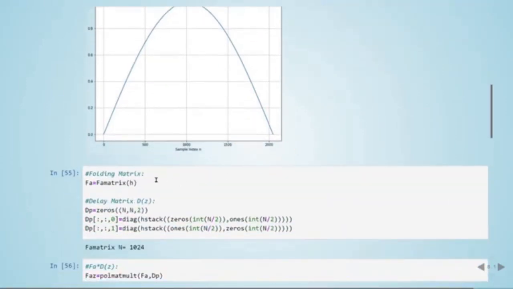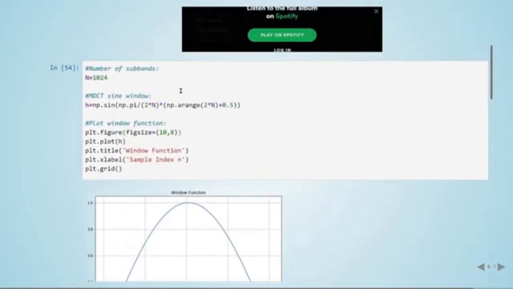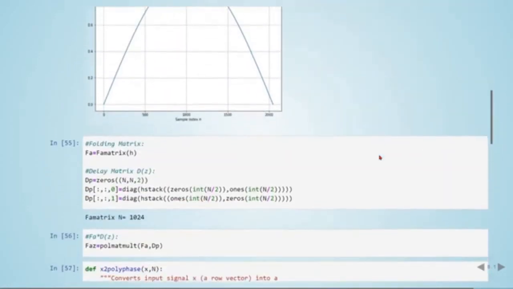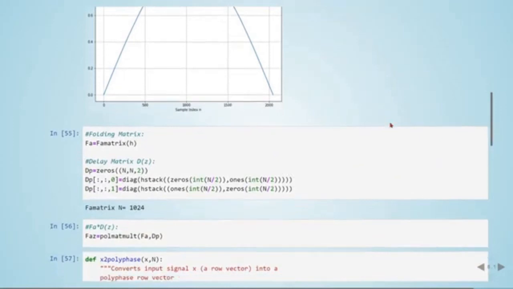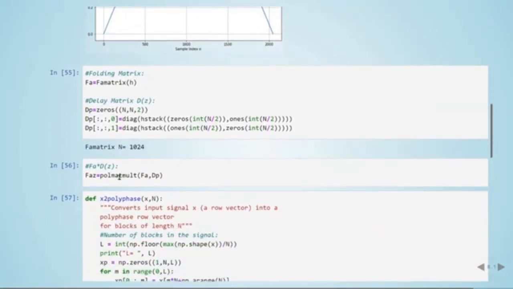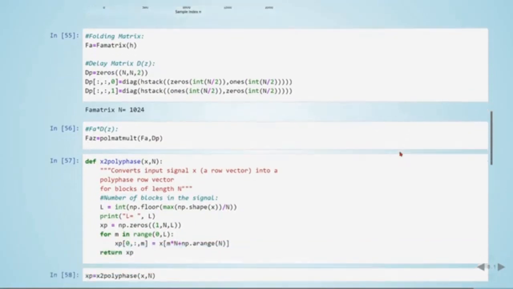Next, we are calculating the folding matrix using this Fa matrix that we've seen before. And here is the window. We also have here the delay matrix D of z. And then we are multiplying the Fa matrix by this delay matrix, and we have this Fa of z.